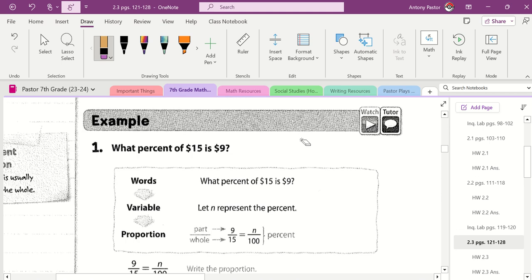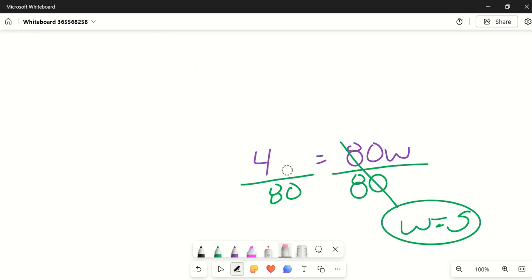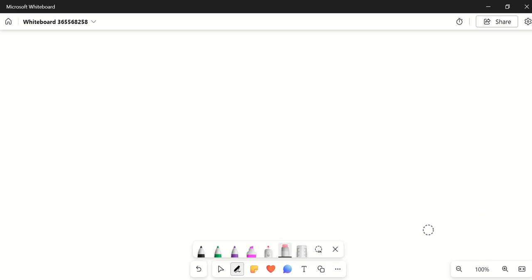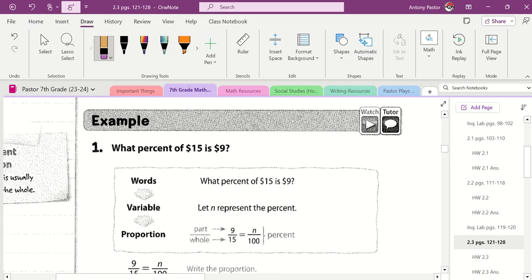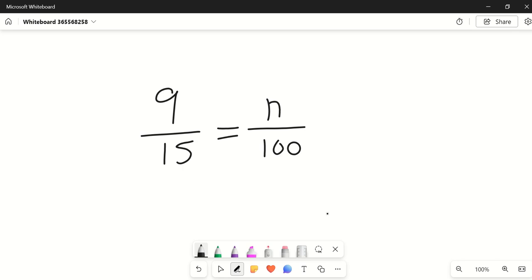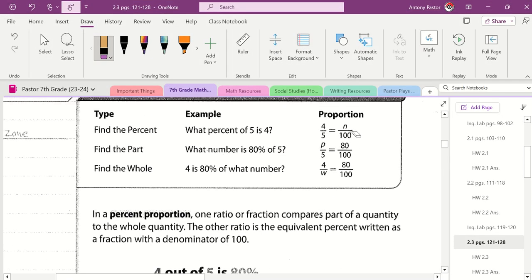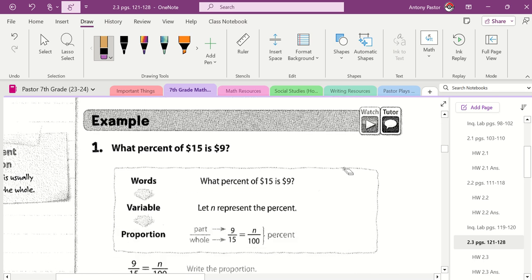Example, what percent of $15 is $9? So let's see if I remember this correctly without even having to refer to the chart. What percent of $15 is $9? So my first part will be 9 over 15 will equal, and since I don't know my percent, N over 100. And I'll refer back to it really quickly. N over 100. Find the percent.